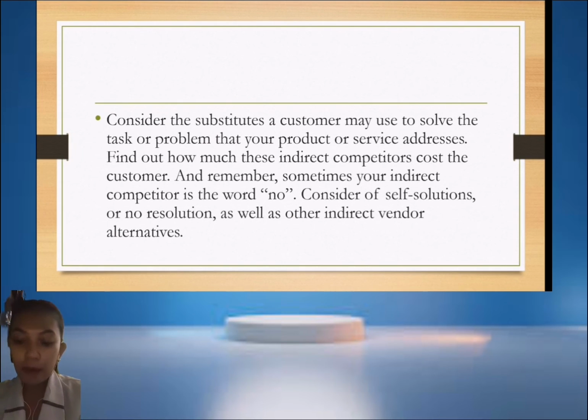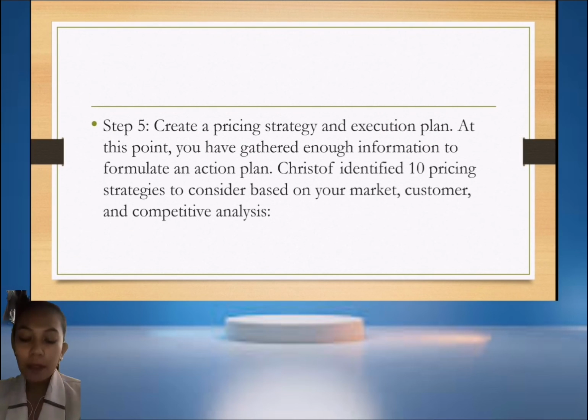Consider the substitutes a customer may use to solve the task or problem that your product or service addresses. Find out how much these indirect competitors cost the customer, and remember, sometimes your indirect competitor is the word no. Consider self-solutions or no resolution, as well as other vendor alternatives. Step 5. Create a pricing strategy and execution plan. At this point, you have gathered enough information to formulate an action plan. Christoph identified 10 pricing strategies to consider based on your market, customer, and competitive analysis.